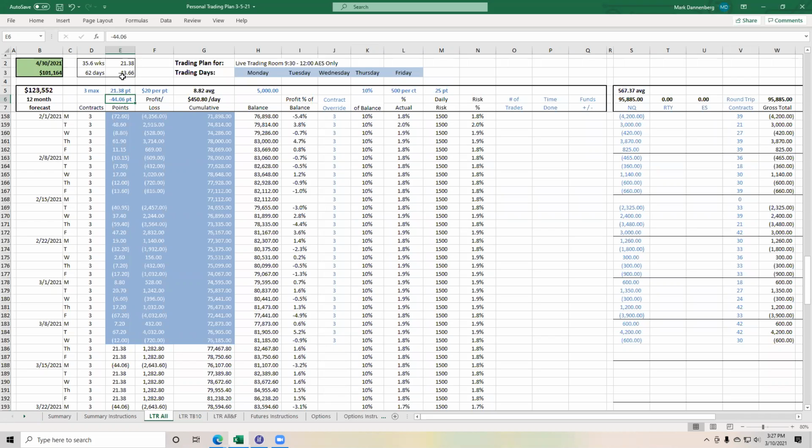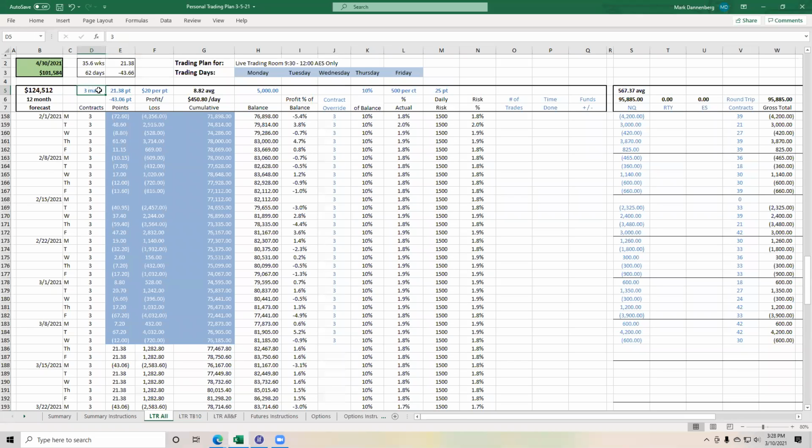Remember, that takes into account the frequency of losing days to number of weeks. So minus 43.06. Okay, so now we have our run rate. That's our history. Everything highlighted in blue is our history. And we're correlating our go forward forecast to our history.